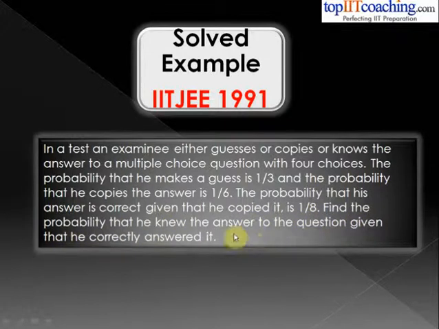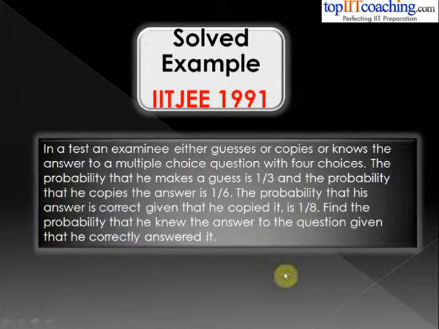Now in this problem we have been given that in a multiple choice question we have got 4 choices, and an examinee can either guess the answer, or copy the answer, or know the answer to that multiple choice question. The probability that he makes a guess is 1 by 3. The probability that he copies the answer is 1 by 6. Also given to us is the probability that his answer is correct given that he copied it is 1 by 8. We have to find the probability that he knew the answer to the question given that he correctly answered it. Now this is an example where we use the Bayes theorem, but how?